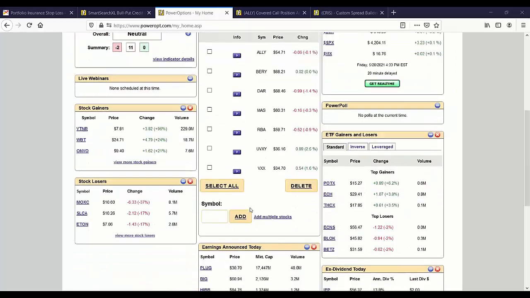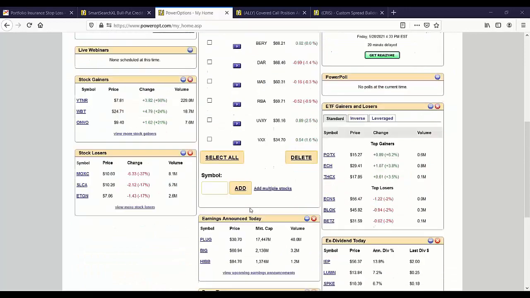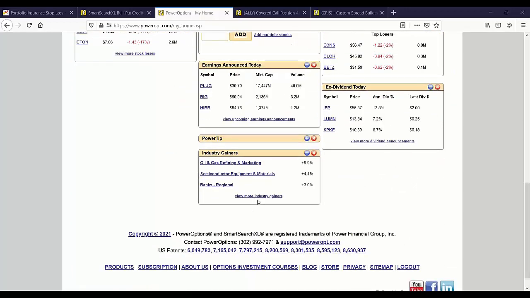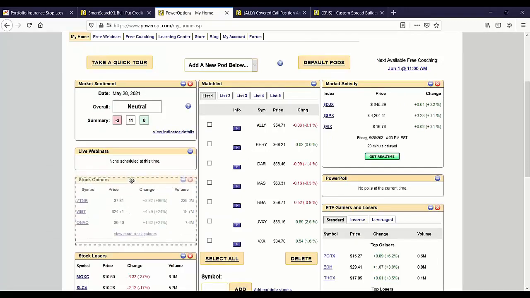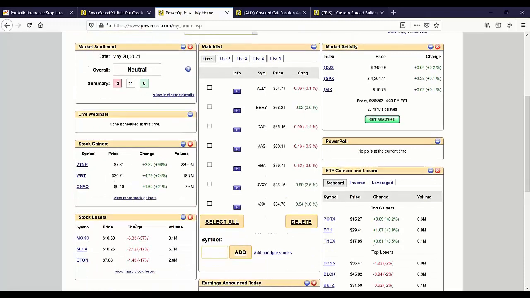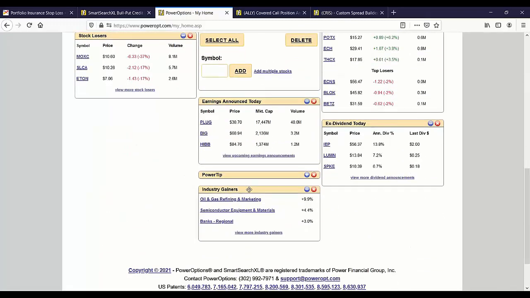Now, a daily view that you have here is the pods on the home page. So you see I've got a lot in here. I've got my watch lists here. We've got the market activity pod set in here, the market sentiment tool, stock gainers for today, and stock losers for today. But down here, I've got the industry gainers and losers. And there's a link there to see more industry gainers and losers, but I could add the losers in here too. If I click the link on this pod for industry gainers, if it lets me.